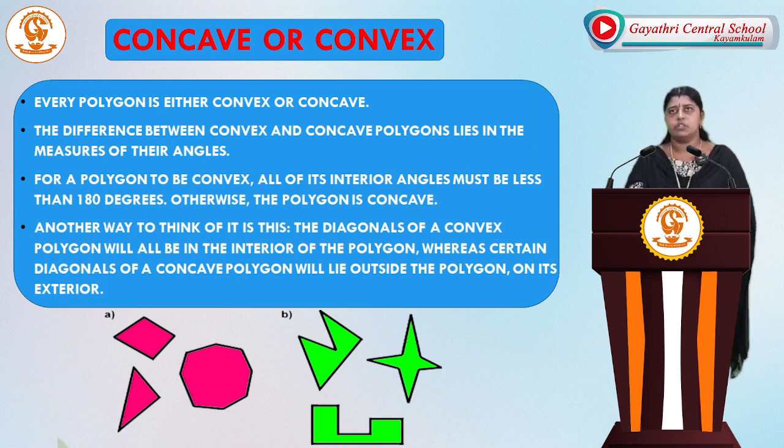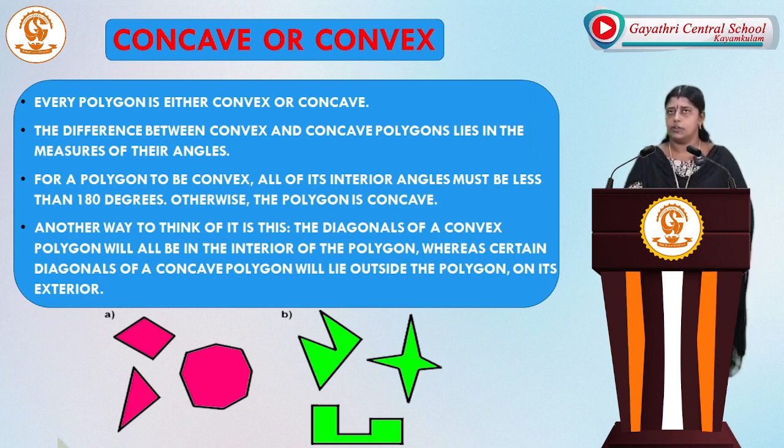The difference between convex and concave polygons lies in the measurement of its interior angles. For a polygon to be convex, all of its interior angles must be less than 180 degrees. Otherwise, it will be a concave polygon. That is the important point. In a convex polygon, all of its interior angles must be less than 180.